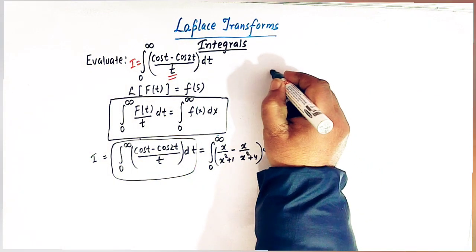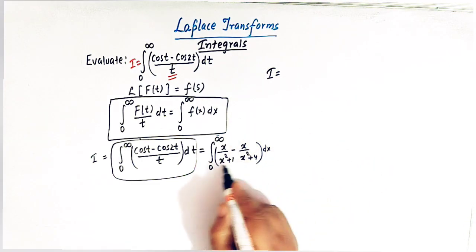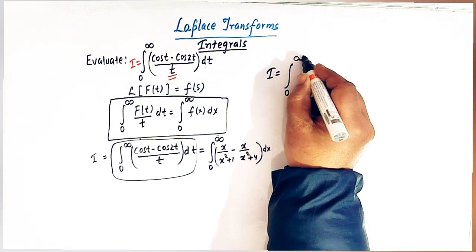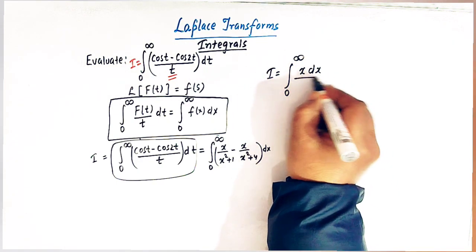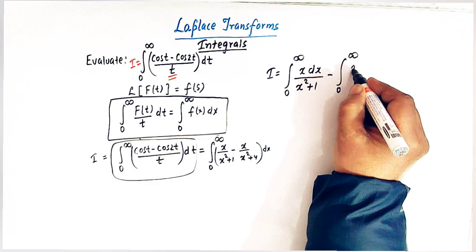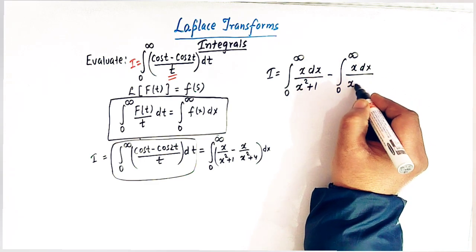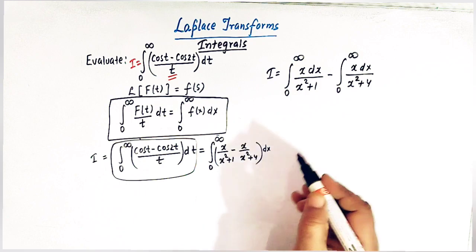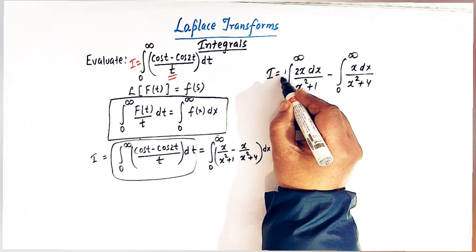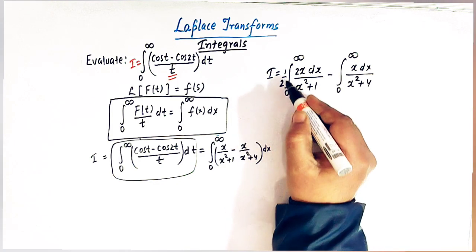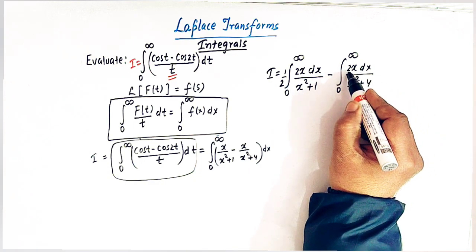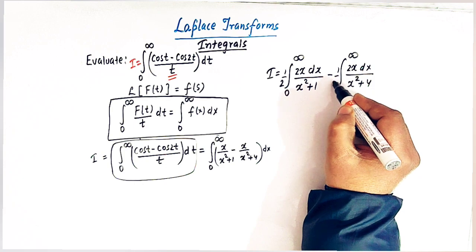So now I can be written as the sum or the difference of two integrals. So we have the integral from 0 to infinity of x dx divided by x square plus 1, minus the integral from 0 to infinity of x dx divided by x square plus 4, right? Now what we can do here, we can multiply the numerator by 2, and here we'll write 1 over 2, so that 2 and 2 get cancelled, and similar is the case with this one. Here we will write 2 and we'll write 1 over 2.